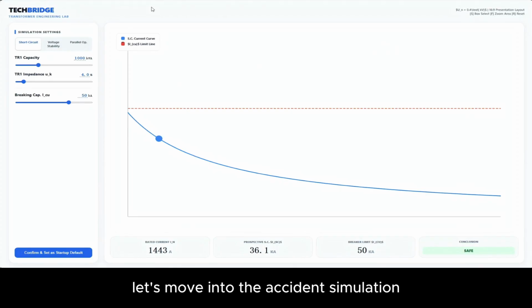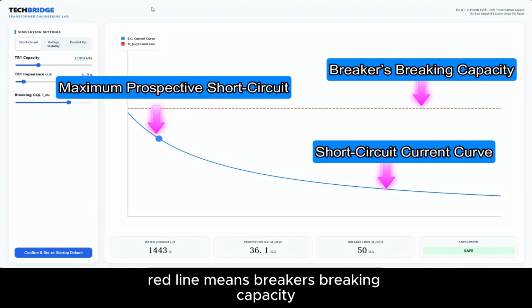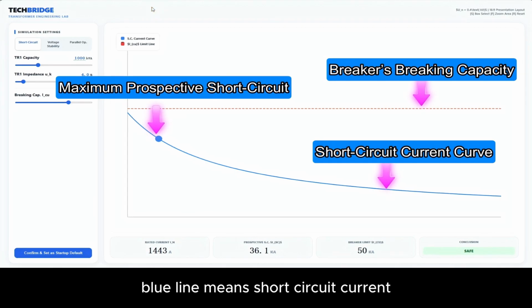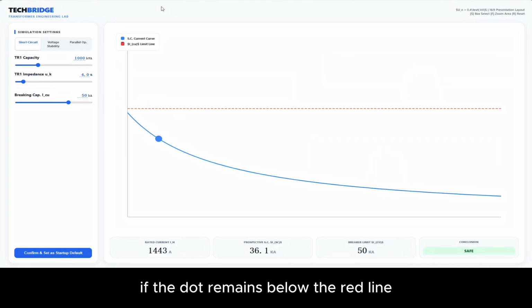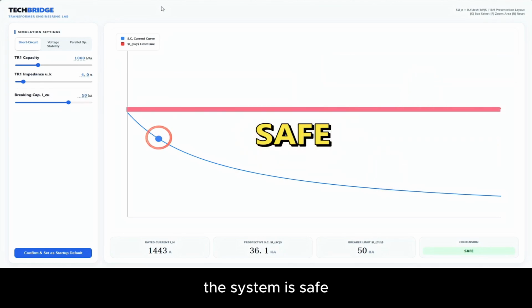Let's move into the accident simulation. Red line means breaker's braking capacity. Blue line means short-circuit current curve, scales with transformer capacity. Dot means maximum prospective short-circuit current, determined by UK. If the dot remains below the red line, the system is safe.